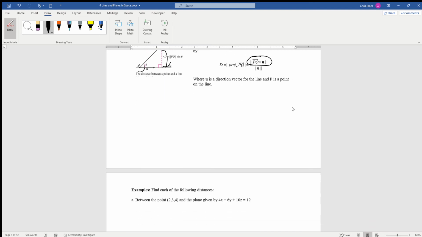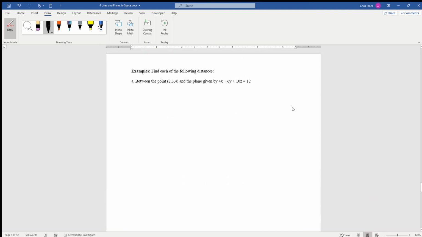Now, let's put these into practice. So we're going to look at an example of each type. We have a distance between a point and a plane first. Let's call this point that we're given Q. The plane that we're looking at is 4x plus 6y plus 10z. So we know right away that a normal vector to that plane is <4, 6, 10>, because those are the coefficients.